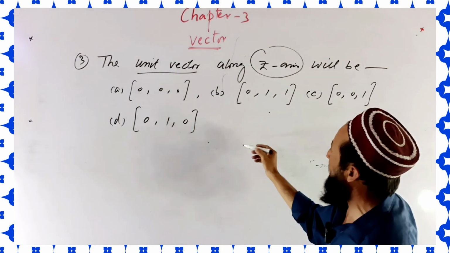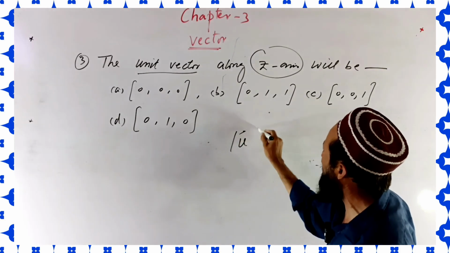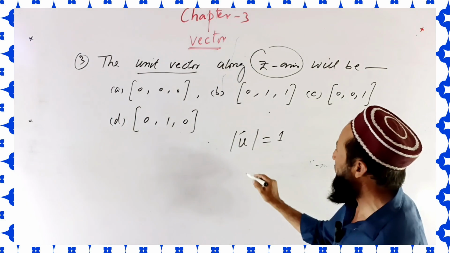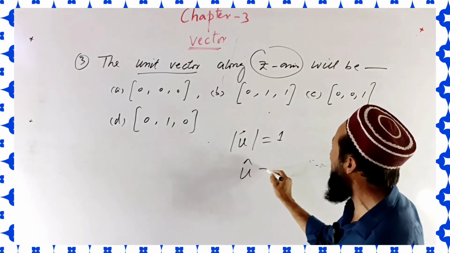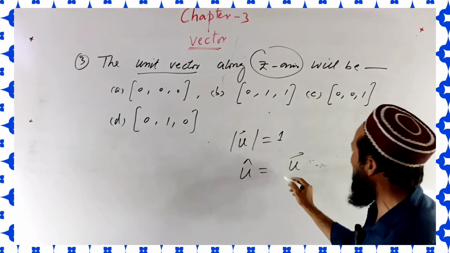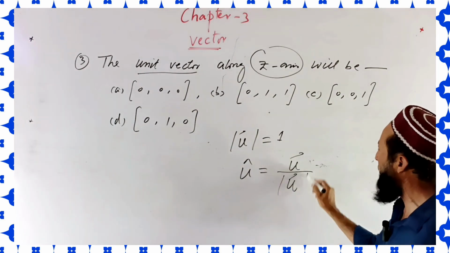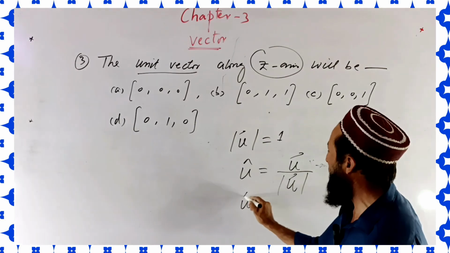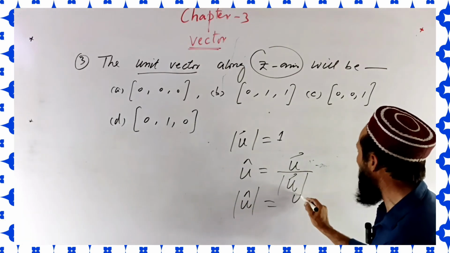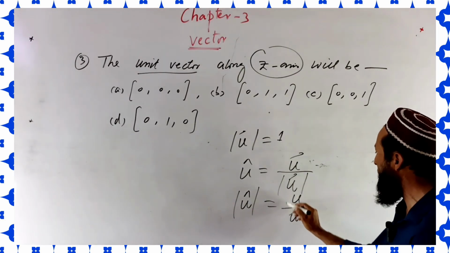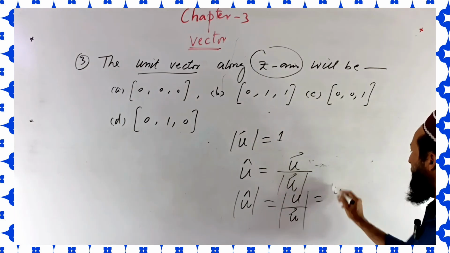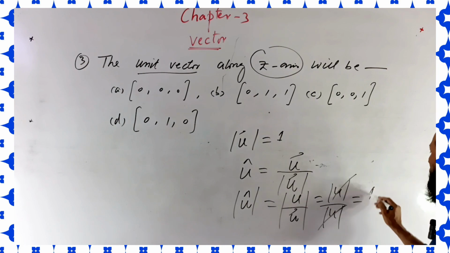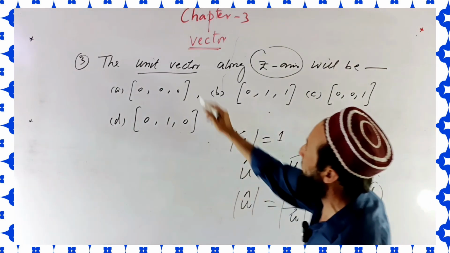Unit vector means, for example, u is any vector whose magnitude is 1. That is called a unit vector. We take the definition of u head as the given vector's direction, whose magnitude is 1. If we take the magnitude, it will be equal to 1, so u magnitude and u magnitude both cancel each other. Whose magnitude is 1, that is called a unit vector.